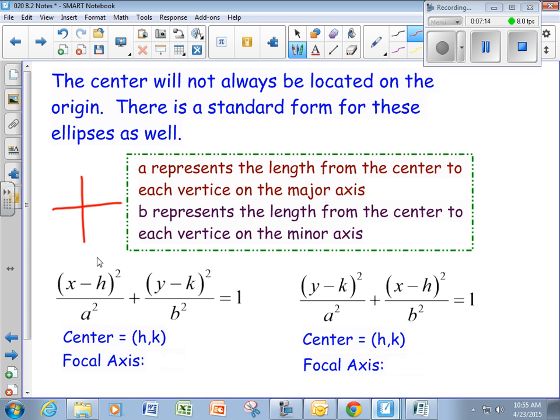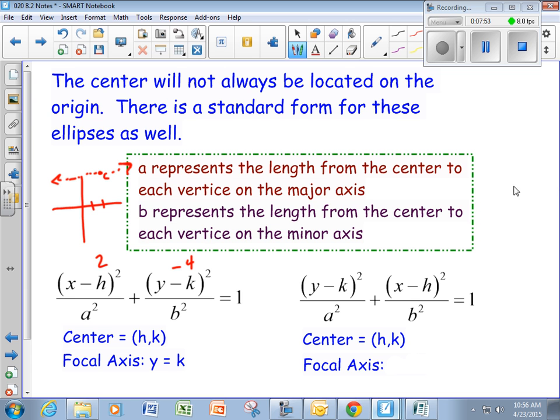So let's pretend h is 2. So I'll have gone over 2. Let's pretend k is 4. So we go up 4. This is our center. And because the bigger number was under the x, when I go to make my vertices, I'm going left and right. So this is your focal axis. So the focal axis is going to be, while you're on the x, you're going through the y value. So the focal axis is at y equals k.